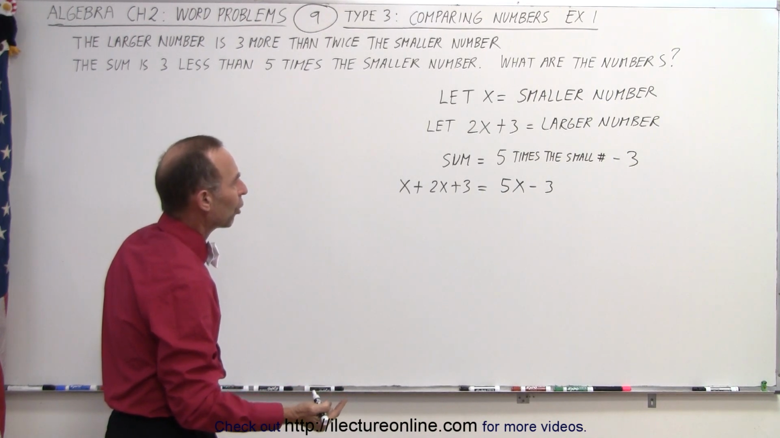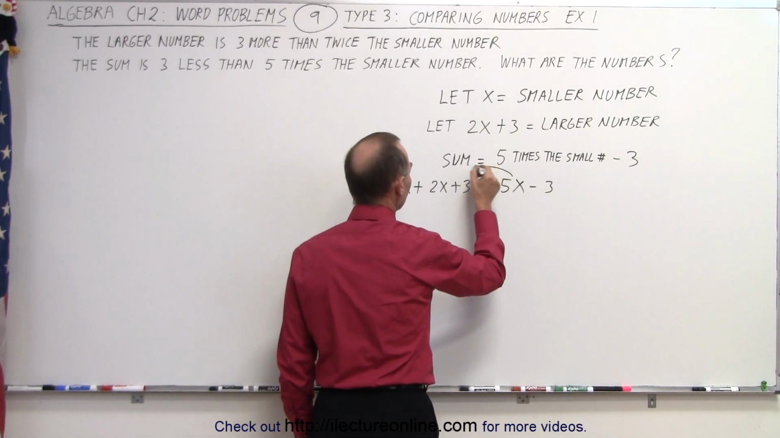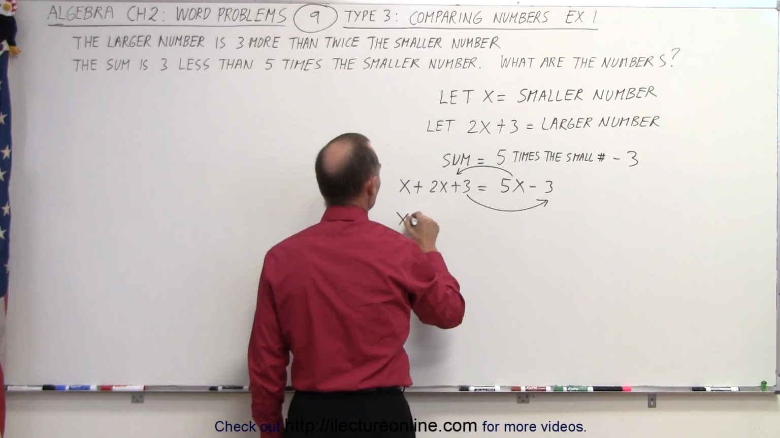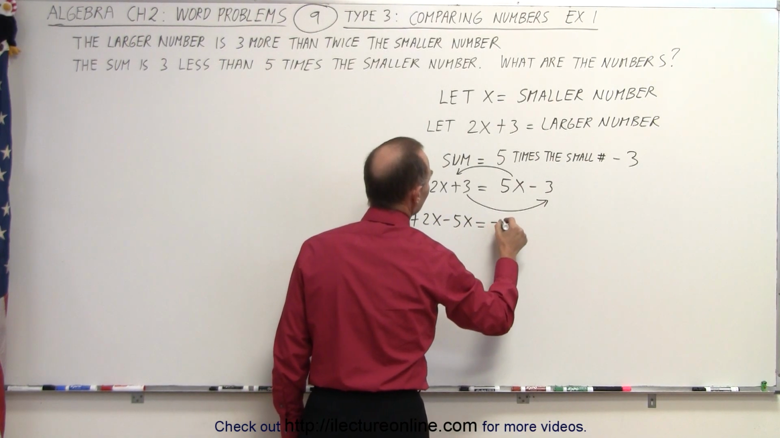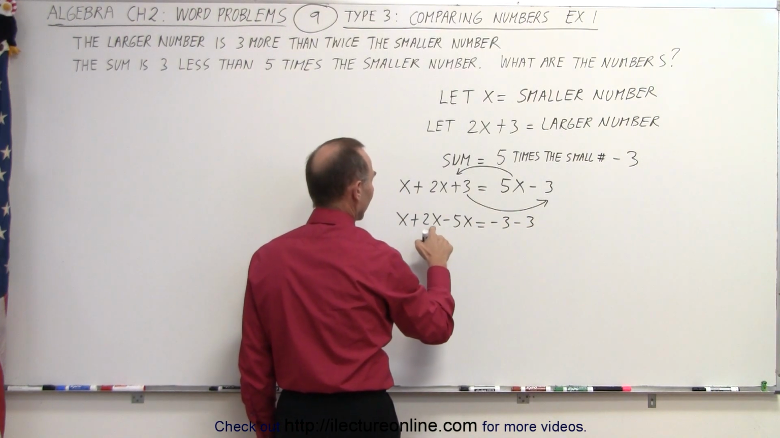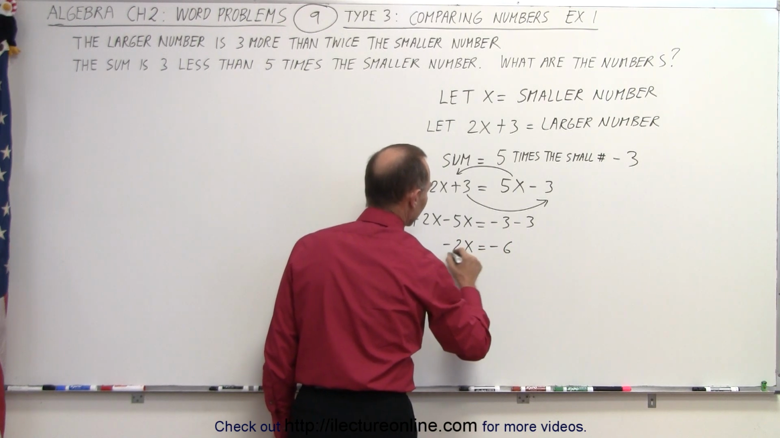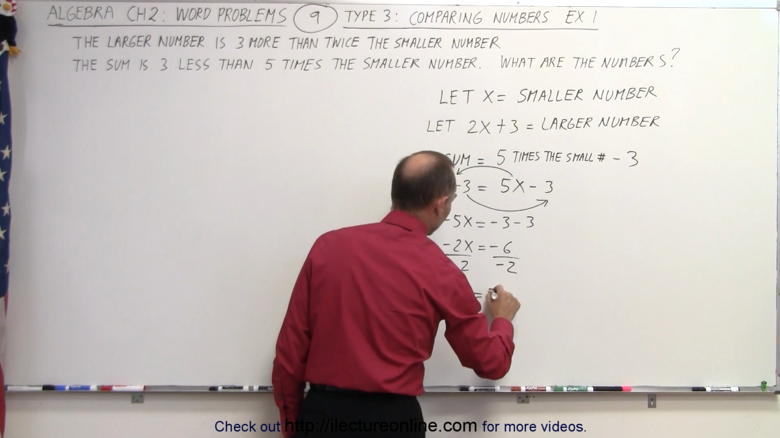And now we have an equation where we can solve for x. So we first want all the x's on one side and all the numbers on the other side. So 5x goes over here, 3 goes over there, so we end up with x plus 2x minus 5x is equal to minus 3 minus 3. Combining like terms, we have plus 3 minus 5, that's minus 2x, is equal to minus 6. Divide both sides by negative 2, and we get x is equal to 3.